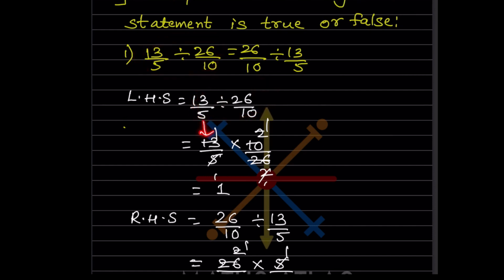This will be the same. This is going to get multiplied. So this will get flipped over, 10 by 26. 5 ones are, 5 twos are, 13 ones are, 13 twos are. So what remains here is just 1, and here also 1. So the answer is 1 for LHS.